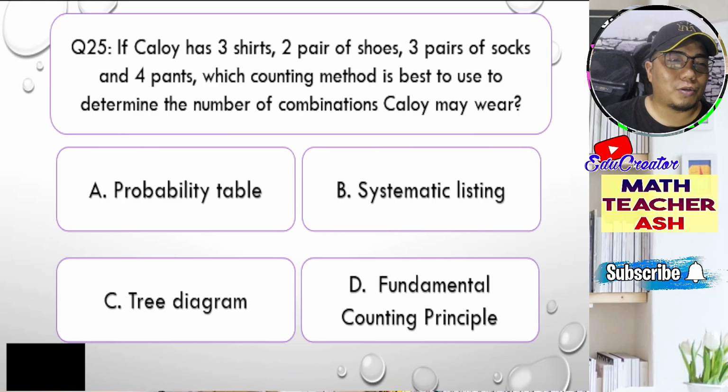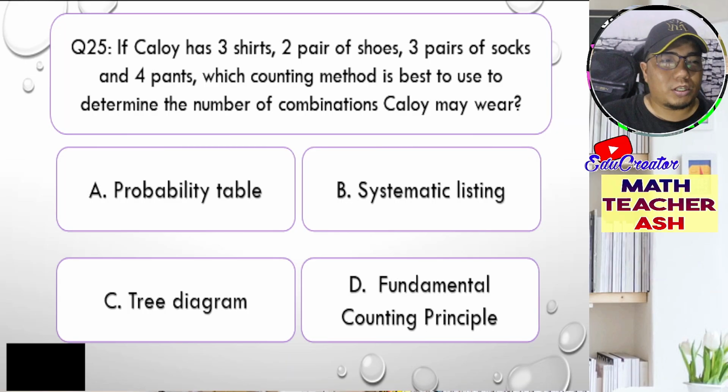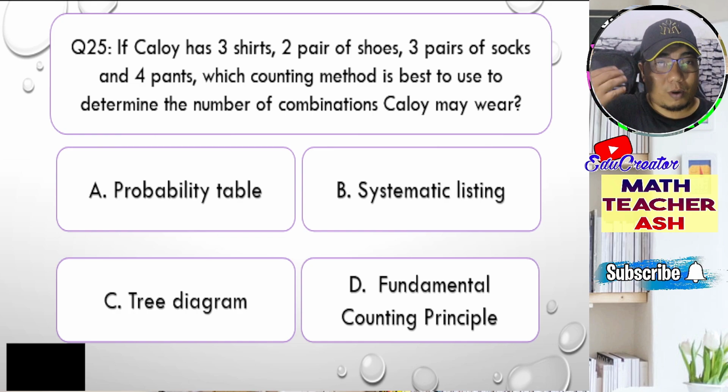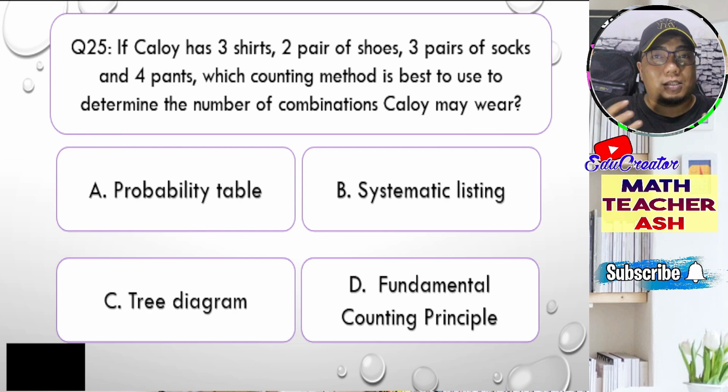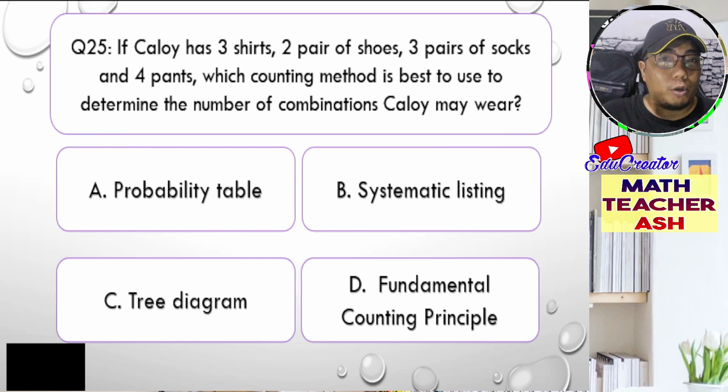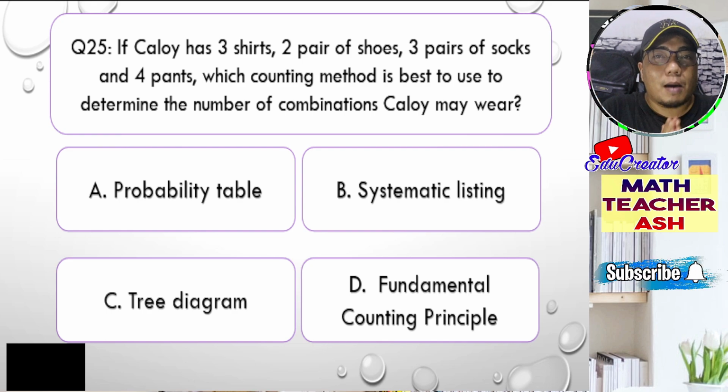Okay, math learners. As you can see here, this is a scenario in which the question being asked is which among the methods is best to use to determine the number of combinations. My dear math learners, the four given here are used in order to get the combinations of certain scenarios. However, what is asked here is the best, and it is not talking about what pairs you will come up with, but it talks about the number of combinations you can make from these pairs.